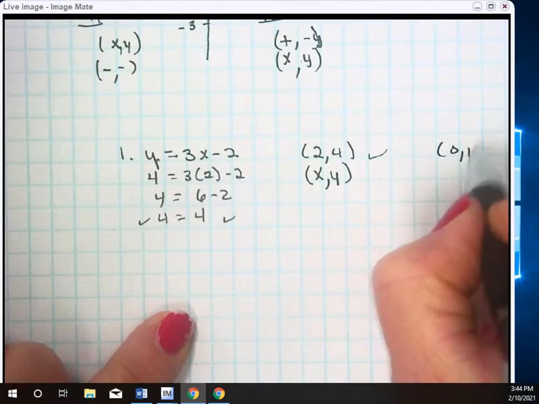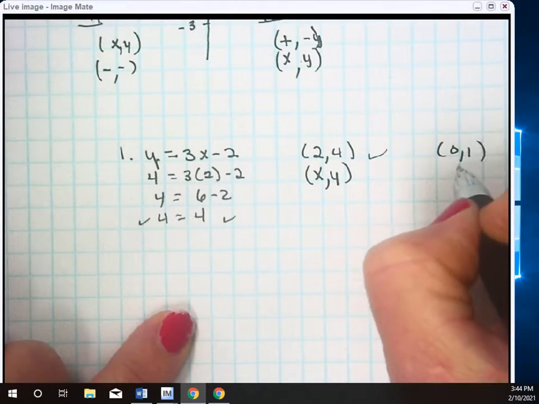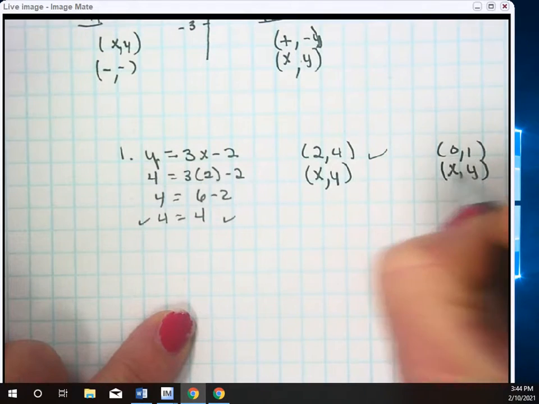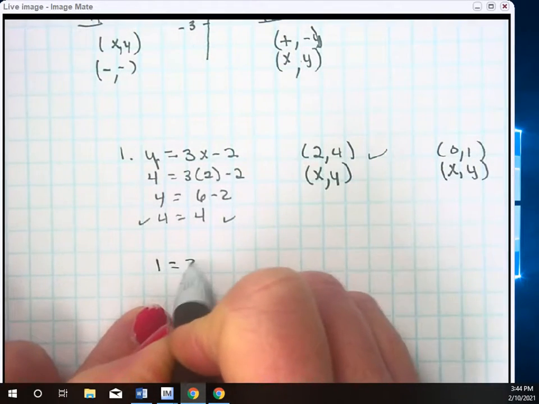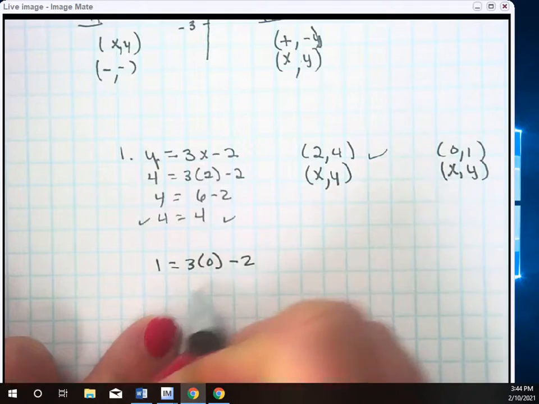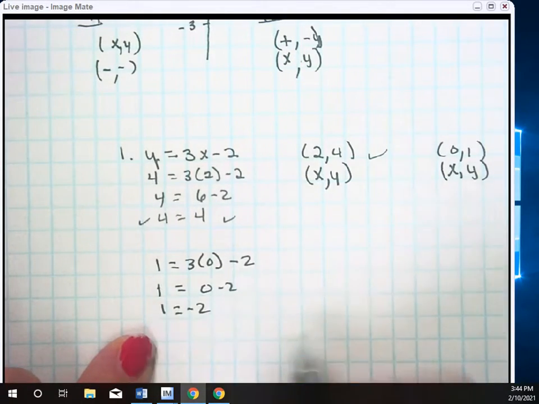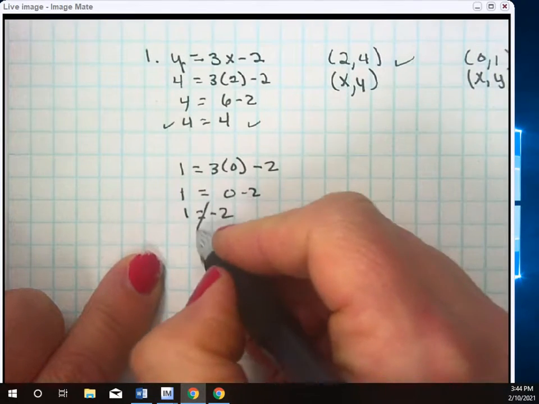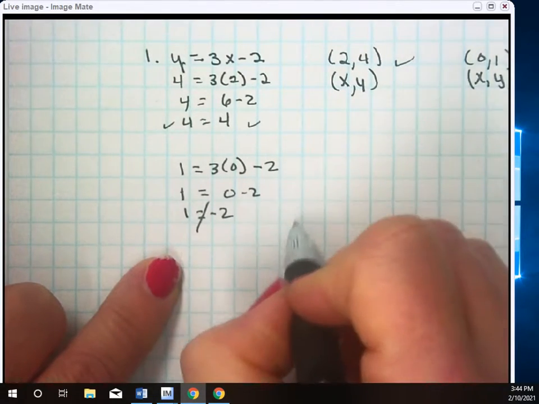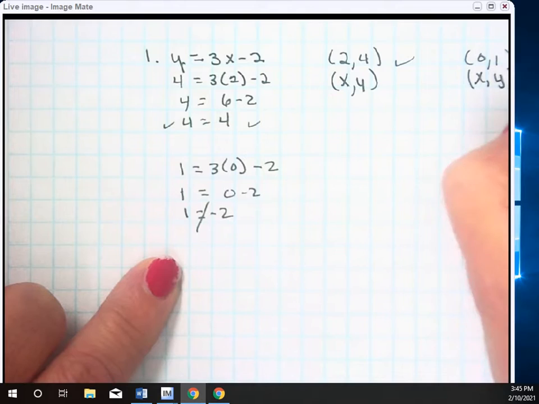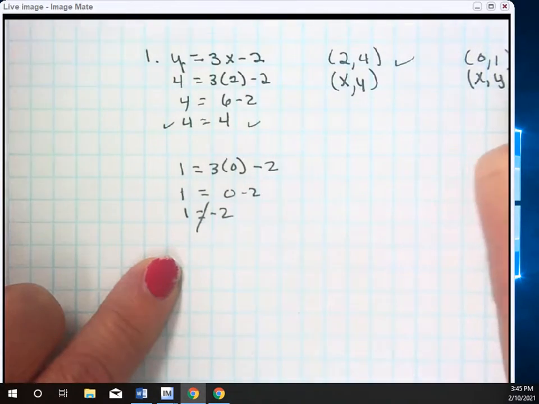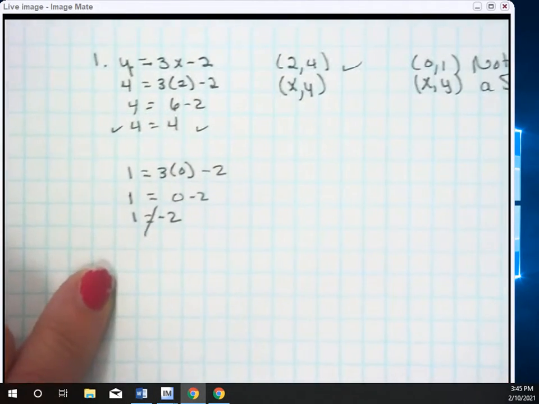If I use the point (0, 1), where the x is 0 and the y is 1, 1 equals 3 times 0 minus 2. The order of operations tells us that no, 1 does not equal negative 2, therefore (0, 1) is not a solution to that system.